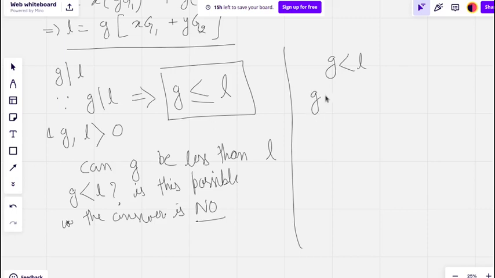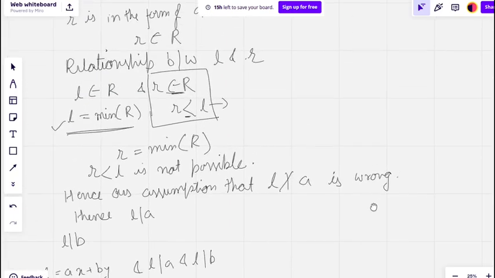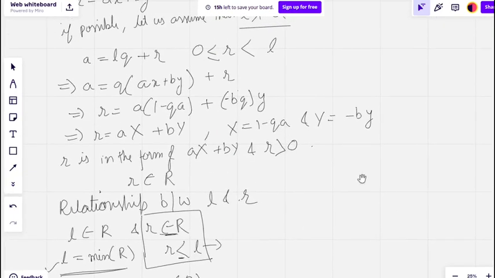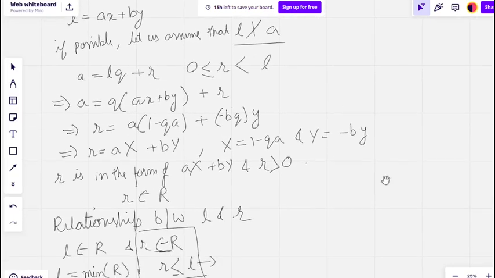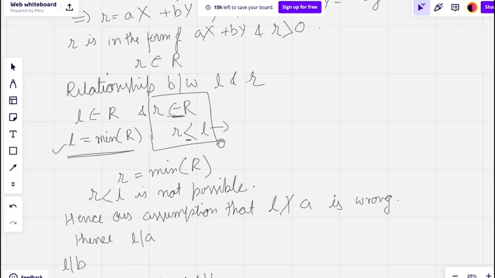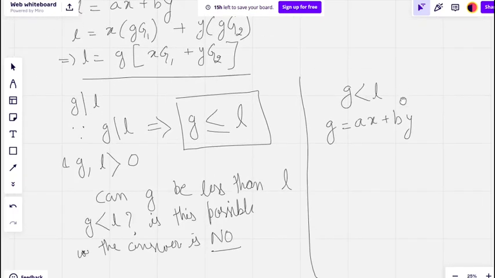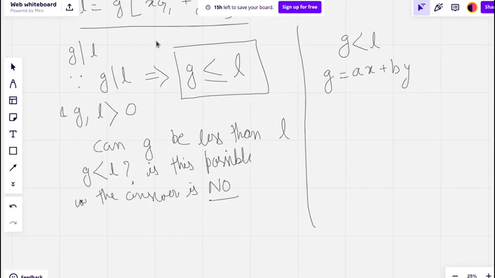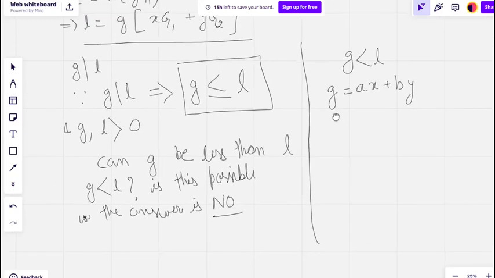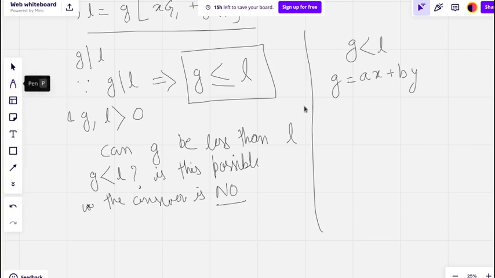Then again G can be written in the form of AX plus BY, and the proof which we did earlier applies. We took A equals L times Q plus R, replaced it, and came to the conclusion that R is less than L. The similar thing is happening here, where G becomes less than L. Since L is the minimum element of the set, G less than L is not possible. G cannot be less than L.